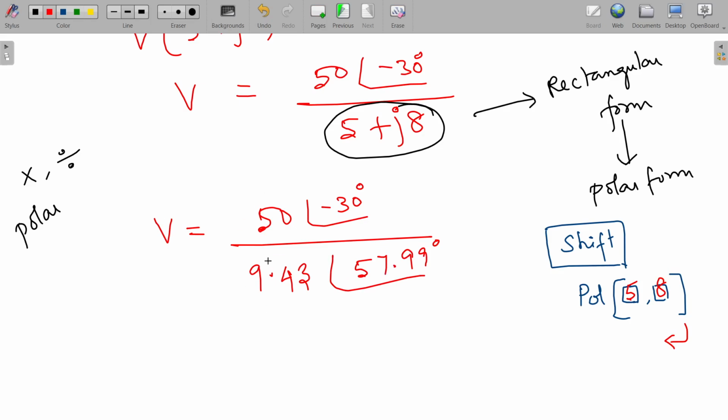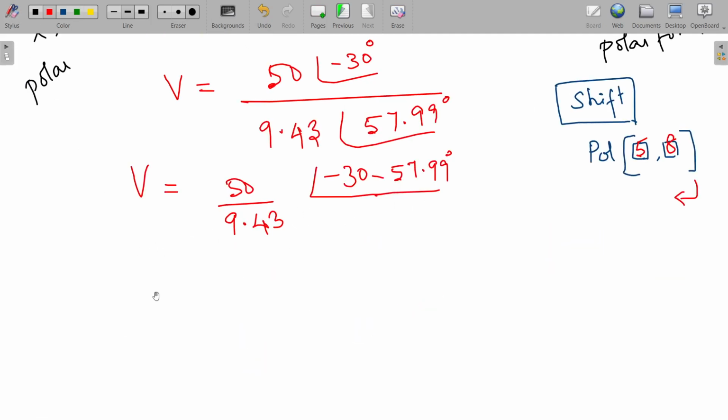After that, we can perform ordinary division. So V is equal to 50 divided by 9.43, but for the angle you just have to do the subtraction. So it is minus 30 minus 57.99. This is how we perform the operations. So this capital V is equal to 5.30 angle minus 87.99 degrees. So now we got this answer, right?